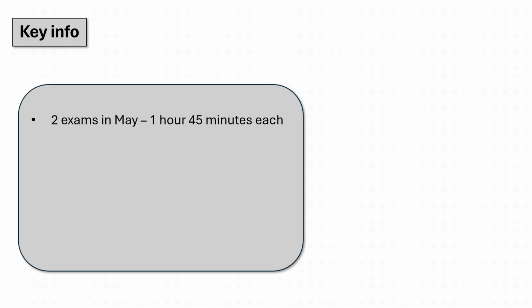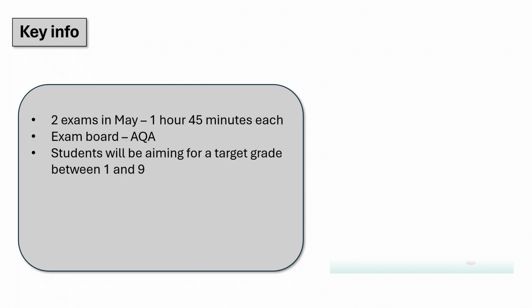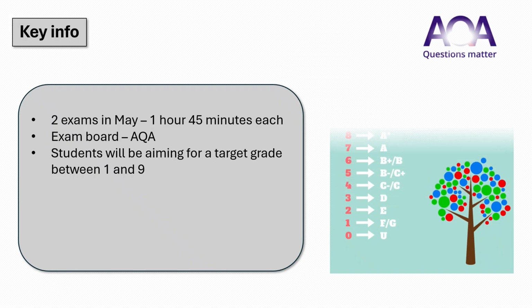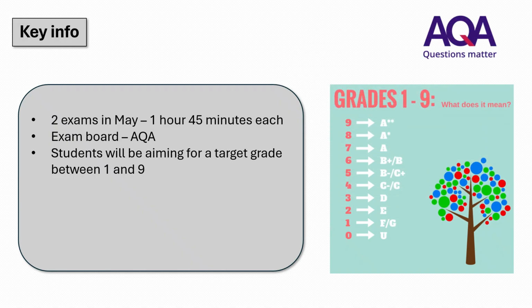So key information about the exam is that there are two exams in May, an hour and 45 minutes each, or 2 hours 11 if you have extra time. The exam board is AQA, which is important when you're searching for resources. The students are aiming for a target grade between 1 and 9.